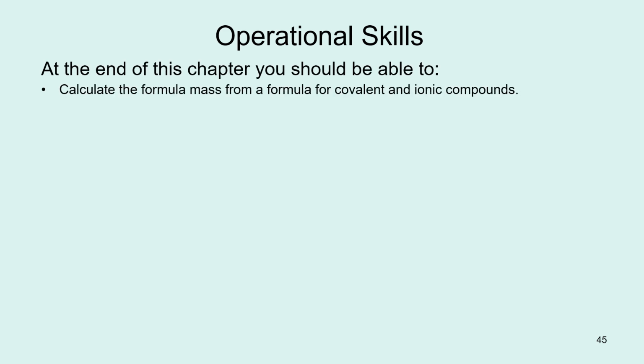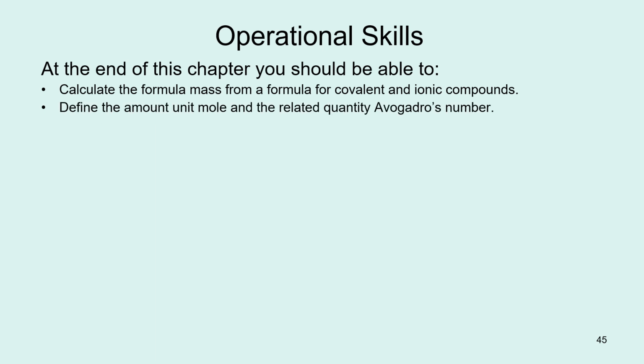Okay, so what should you be able to do after you're done with this chapter? You should be able to calculate the formula mass or the molecular mass from any formula for either covalent or ionic. Of course, if it's covalent, it's usually called a molecule. So molecular mass or formula mass, either ionic or covalent, and that's just adding up the atomic masses for everything in that compound.